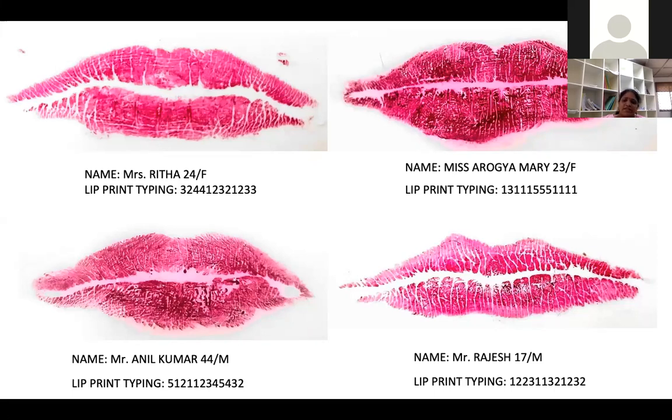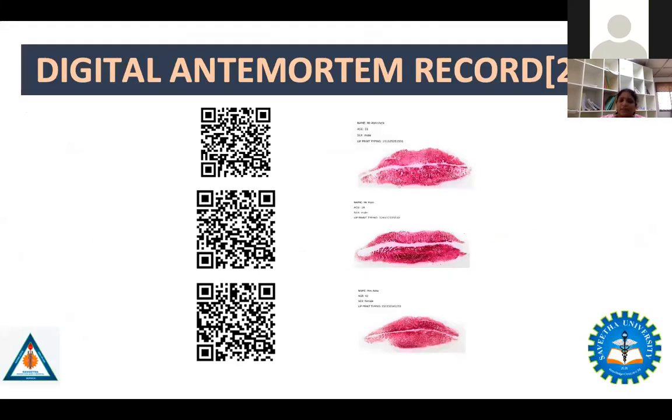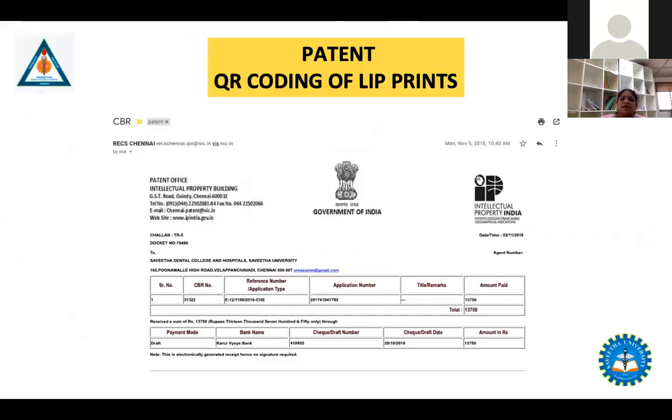So this idea I had patented. This is called developing a QR code. For each of the lip print samples, I started developing a QR code, a numerical QR coding. And this idea was patented in the year 2018. QR coding of lip prints.